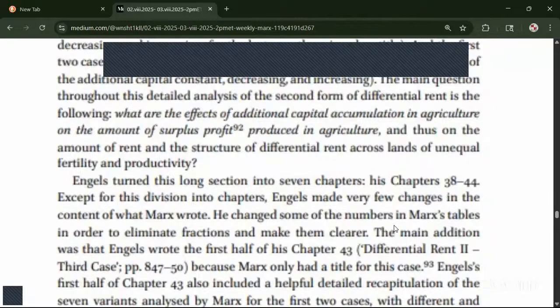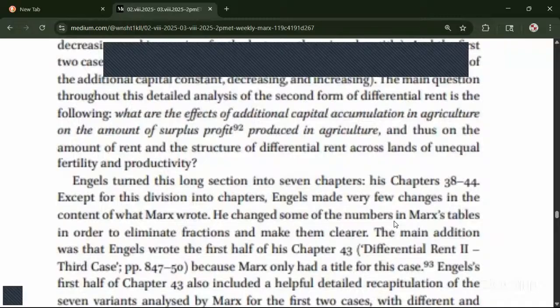Engels turned this long section into 7 chapters, his chapters 38 to 44. Except for this division into chapters, Engels made very few changes in the content of what Marx wrote. He changed some of the numbers in Marx's tables in order to eliminate fractions and make them clear.